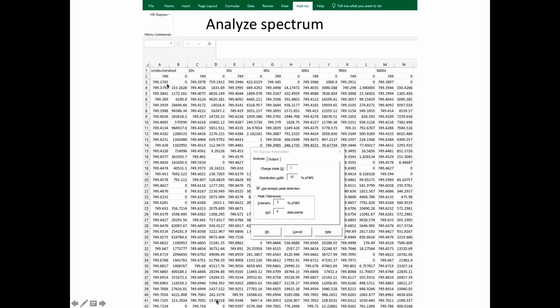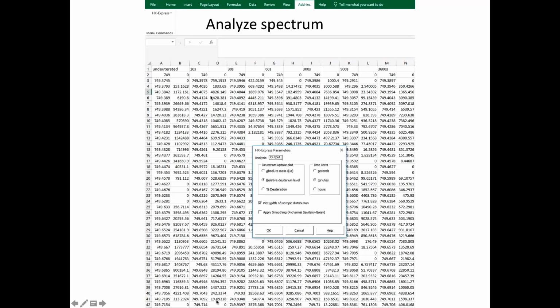In the first column, for the deuterated sample, you have the m/z values, and in the second column you have the intensity values. HDX Express 2 can then help you analyze the intensity and m/z, and fit to calculate the centroid of the different isotope distribution patterns.